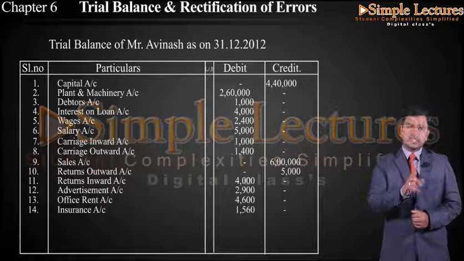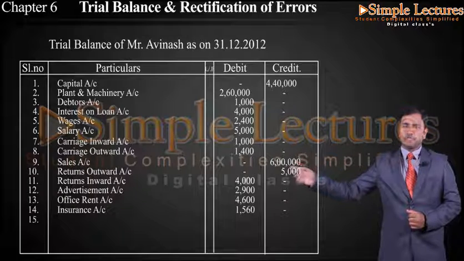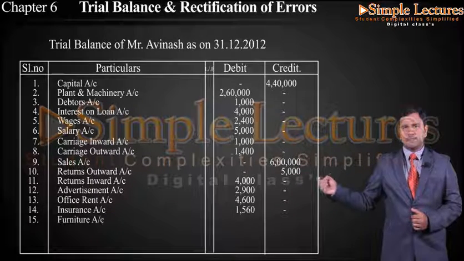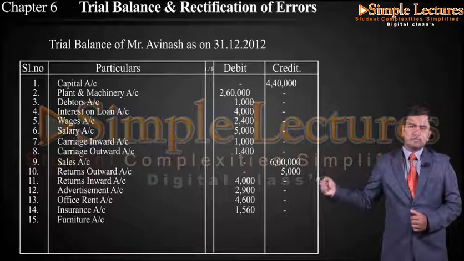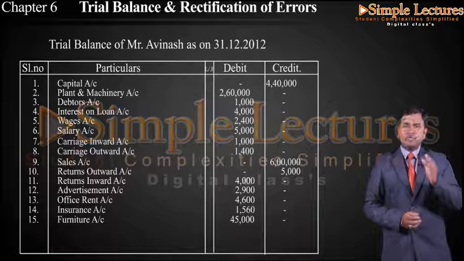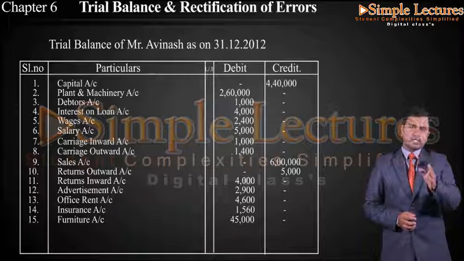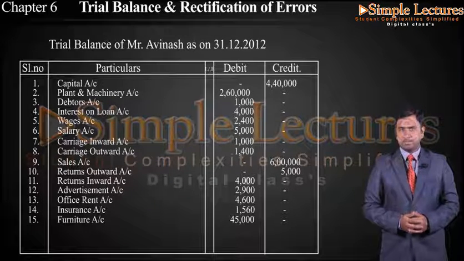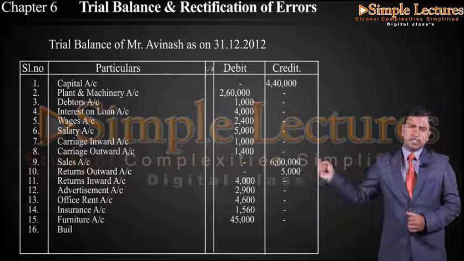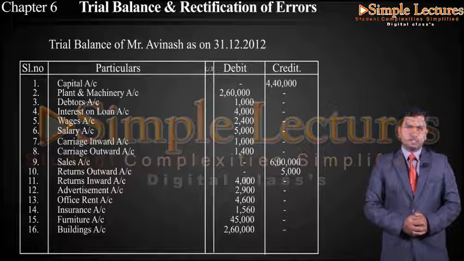Furniture is an asset, and an asset always shows a debit balance. So in serial number 15, furniture account, debit amount column 45,000. Then we have serial number 16, buildings account, which is 2,60,000. Again building is an asset which will be showing a debit balance. So again serial number 16, buildings account in the debit amount column 2,60,000.